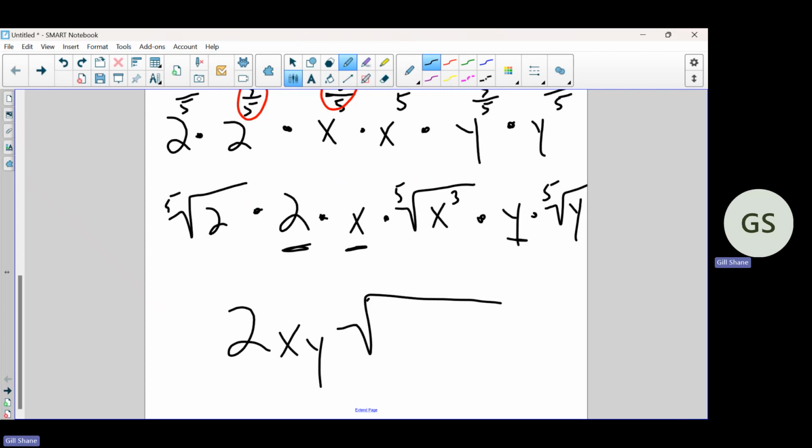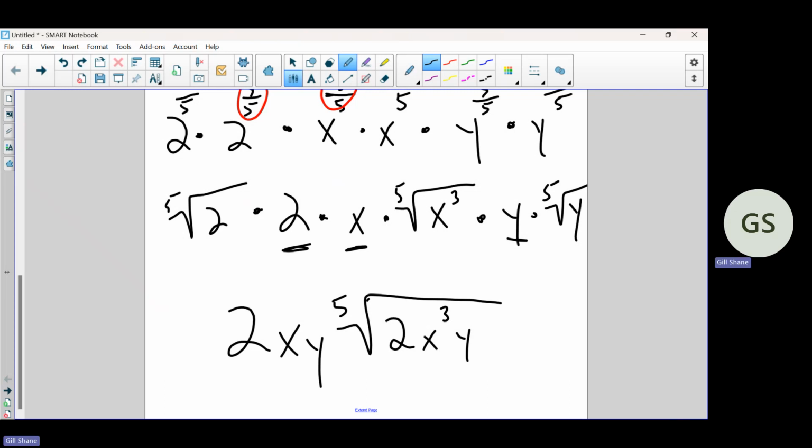Remember, if we have numbers underneath a radical, assuming they're the same root, which these are 5, 5, and 5, as long as you have the same root, you can do what I'm about to do. So now I have the 5th root. I can just multiply those 3 things together: 2x cubed y. So this is my final answer: 2xy times the 5th root of 2x cubed y.